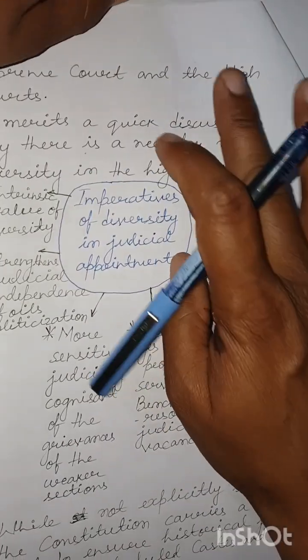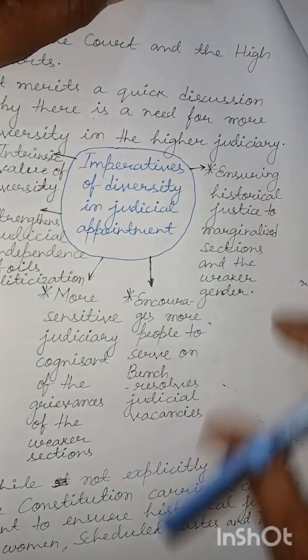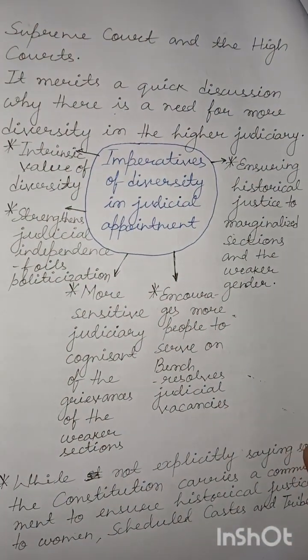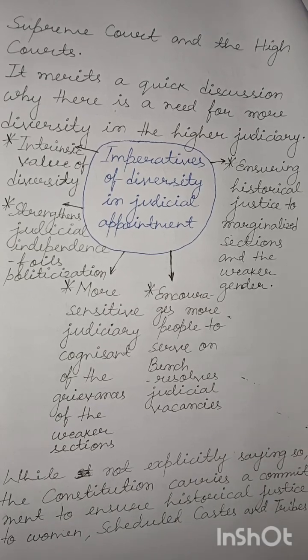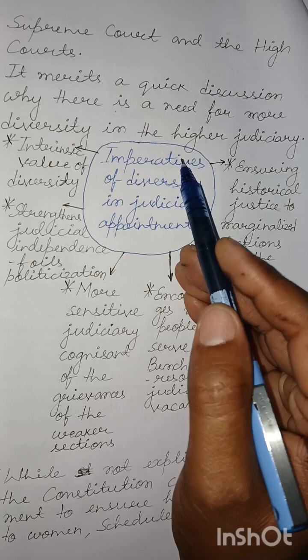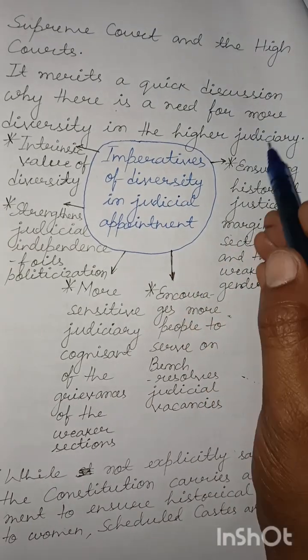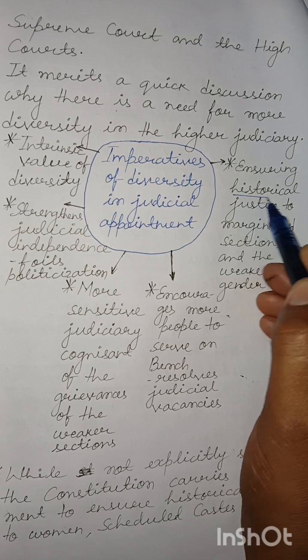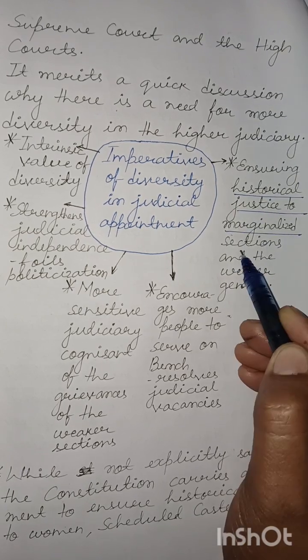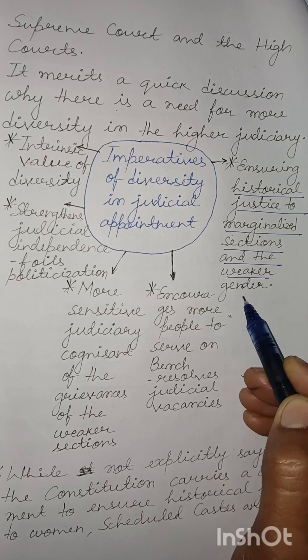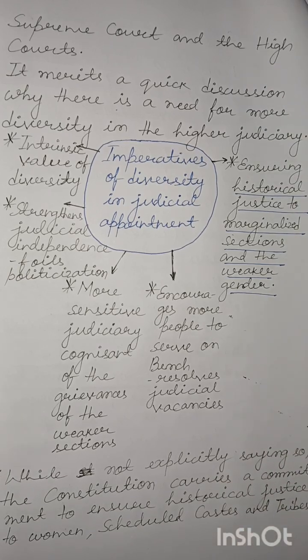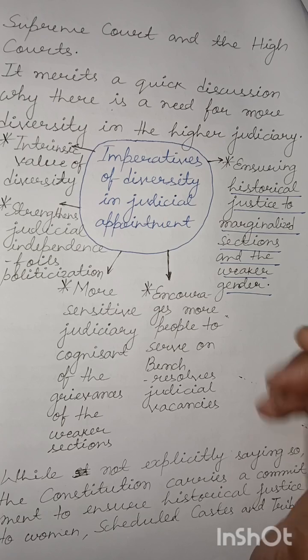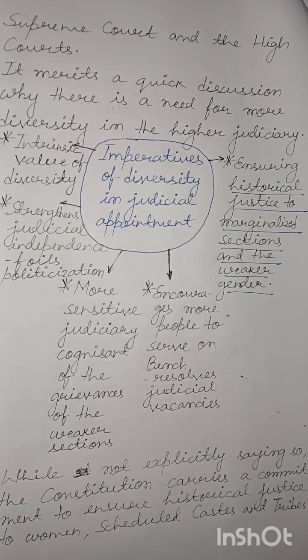It merits a quick discussion why there is a need for more diversity in the higher judiciary. So what are the imperatives of diversity in judicial appointment? First, it would ensure that historical justice is done to the marginalized sections and the weaker gender. Most well-meaning people would agree that these sections, that is the deprived sections and women, have got a very raw deal in our entire history. Now it's the time to ensure them historical justice.